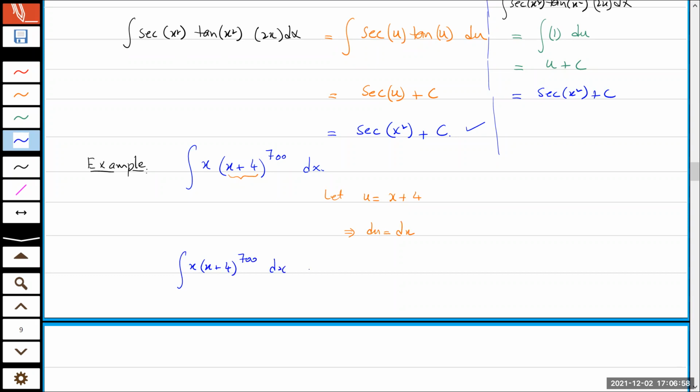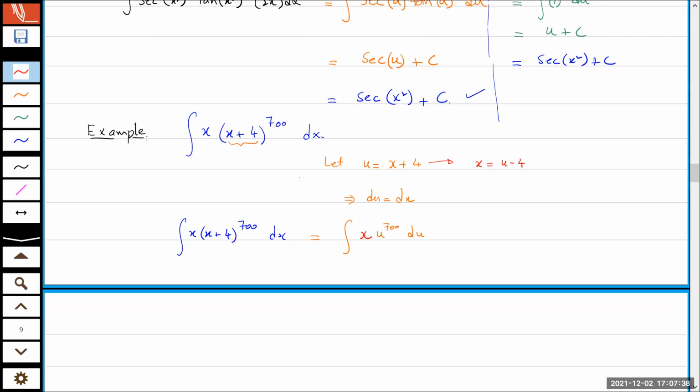This equals, in the orange, x plus 4 is chosen as u to the 700. dx has become du. It's equal to dx. But I do have this x sitting here, and I can't leave it here because I have to rewrite my whole integral in terms of u. We are changing the variable here. The good thing is that we have an equation that relates our u and x. I'm going to go here and write x equals u minus 4.